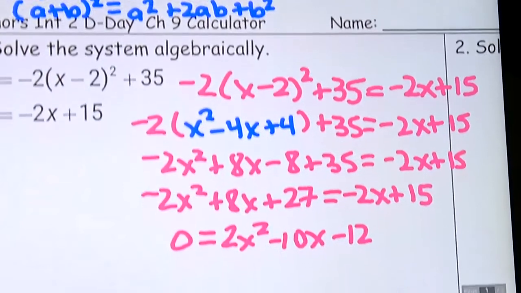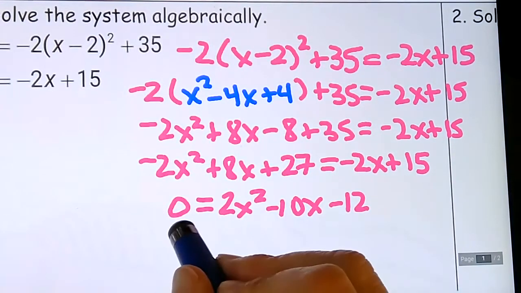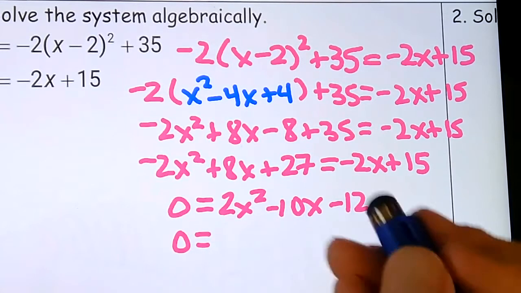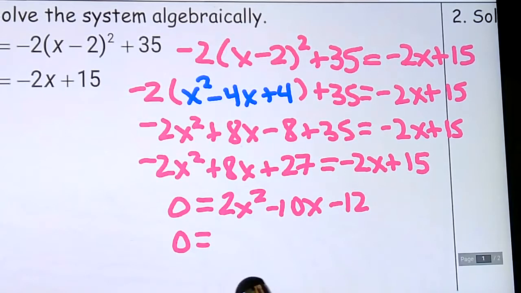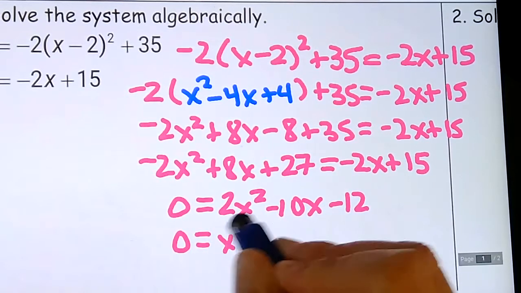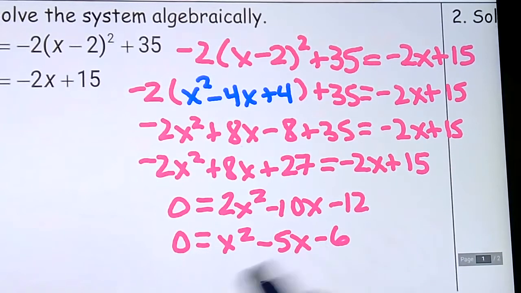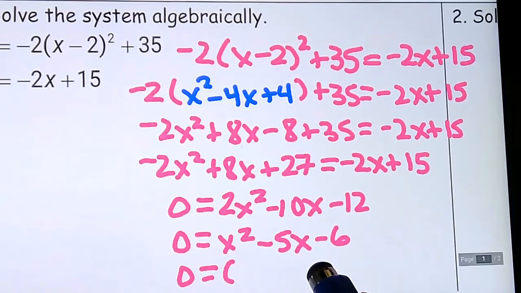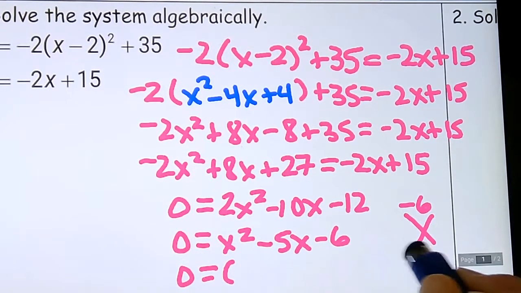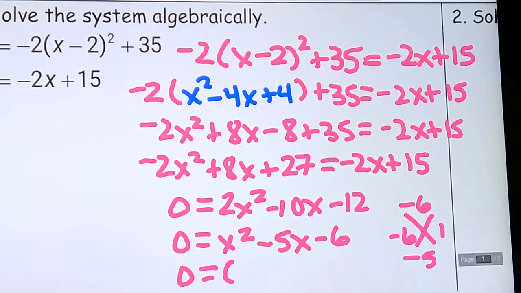Now, the one thing I notice here is that everything's divisible by 2. So divide everything by 2, since this is an equation. If it was factoring, I would have factored out the 2, but this is an equation. I can divide every single thing by 2, and I get x squared minus 5x minus 6. This is factorable. You want to be careful. I'm looking to see what multiplies to a negative 6 and adds to a negative 5, and that's going to be a negative 6 and a positive 1.